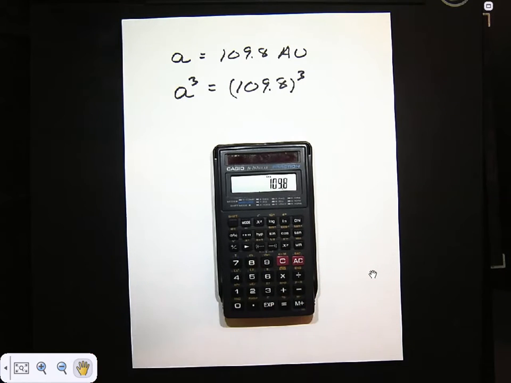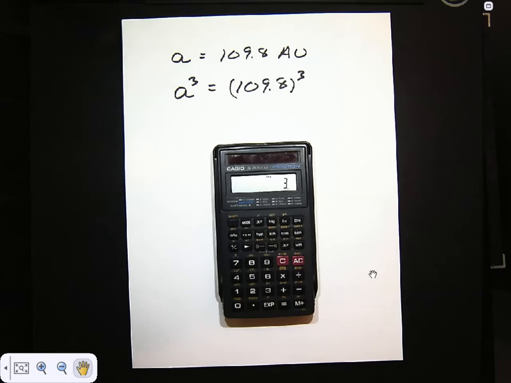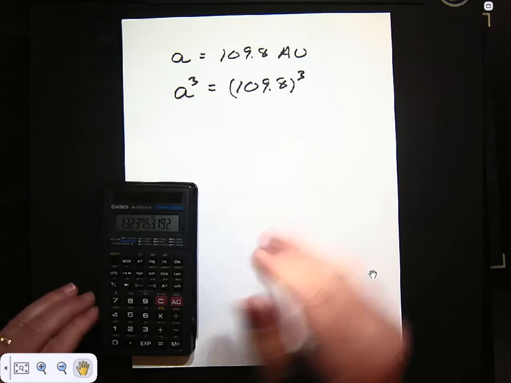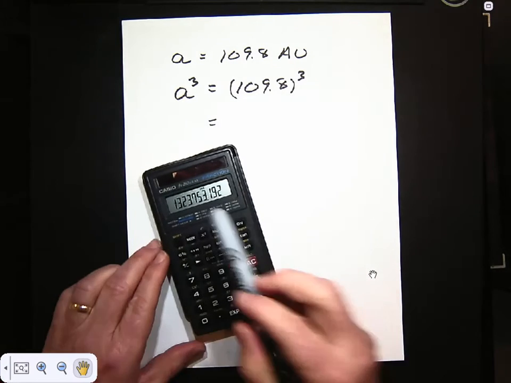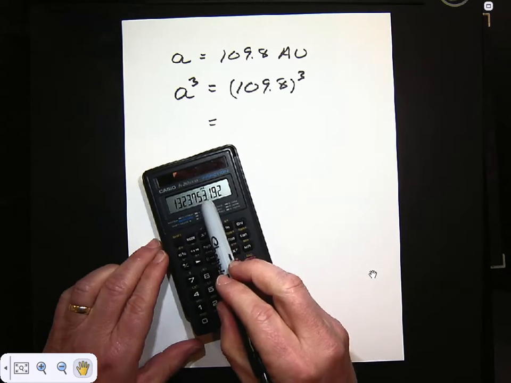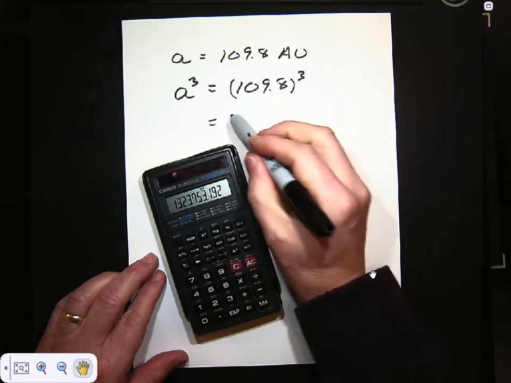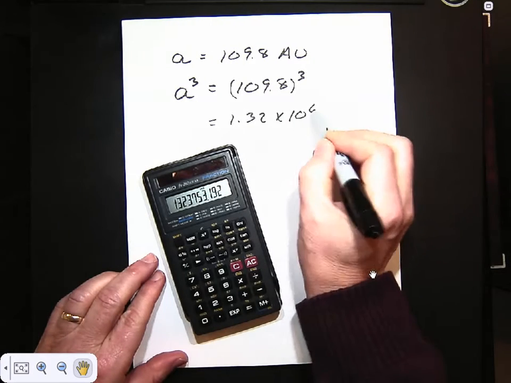But again, if you don't have a cube button, you can put 109.8 in an internet browser and cube it. Or you may be able to use this x to the y button. In this case, we just put 3, since we're cubing, not cube root. I'm going to hit the equal sign in this case. I get the same number. This is a very large number. I'm going to use scientific notation. I have past the decimal point 1, 2, 3, 4, 5, 6 spots. So this is 1.32 times 10 to the 6.